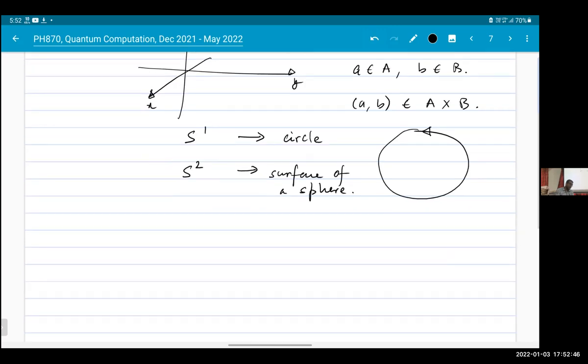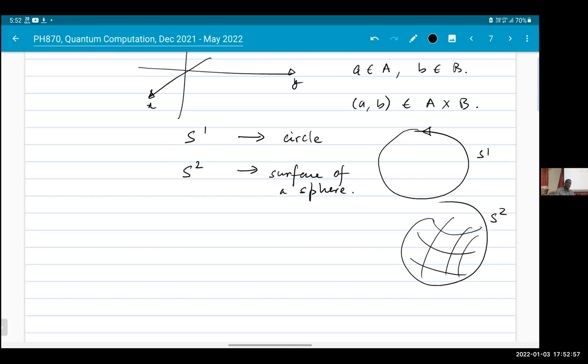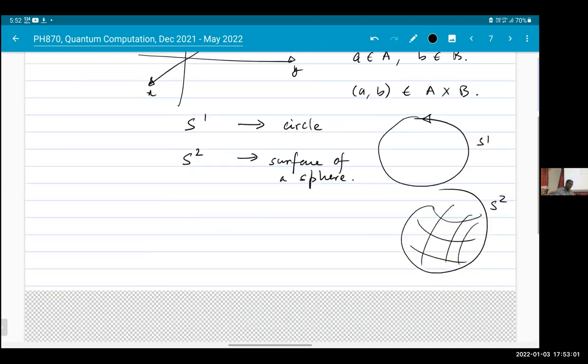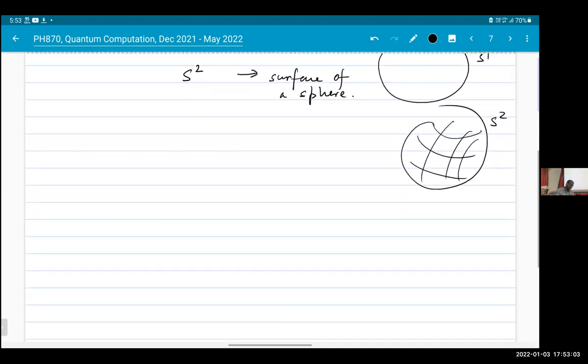Okay, so this is S1, S2. So the set of all the points on the surface of a sphere would be described by S2, right? This is just some notational preliminaries that I'm getting out of the way.